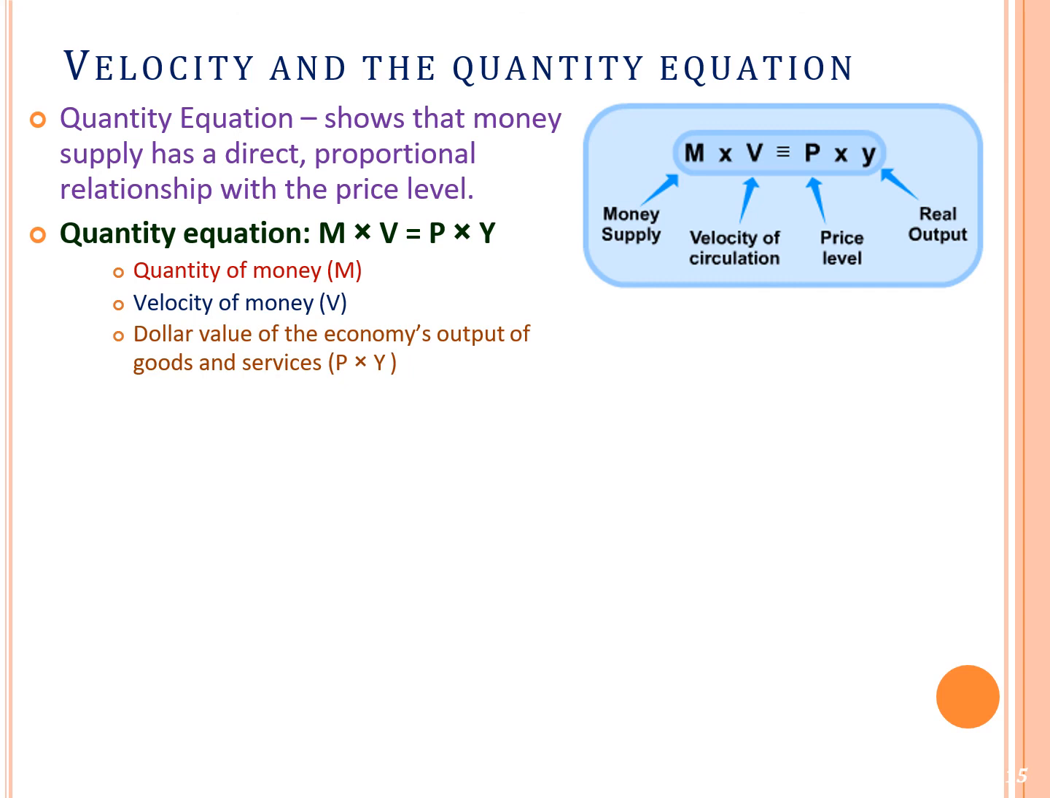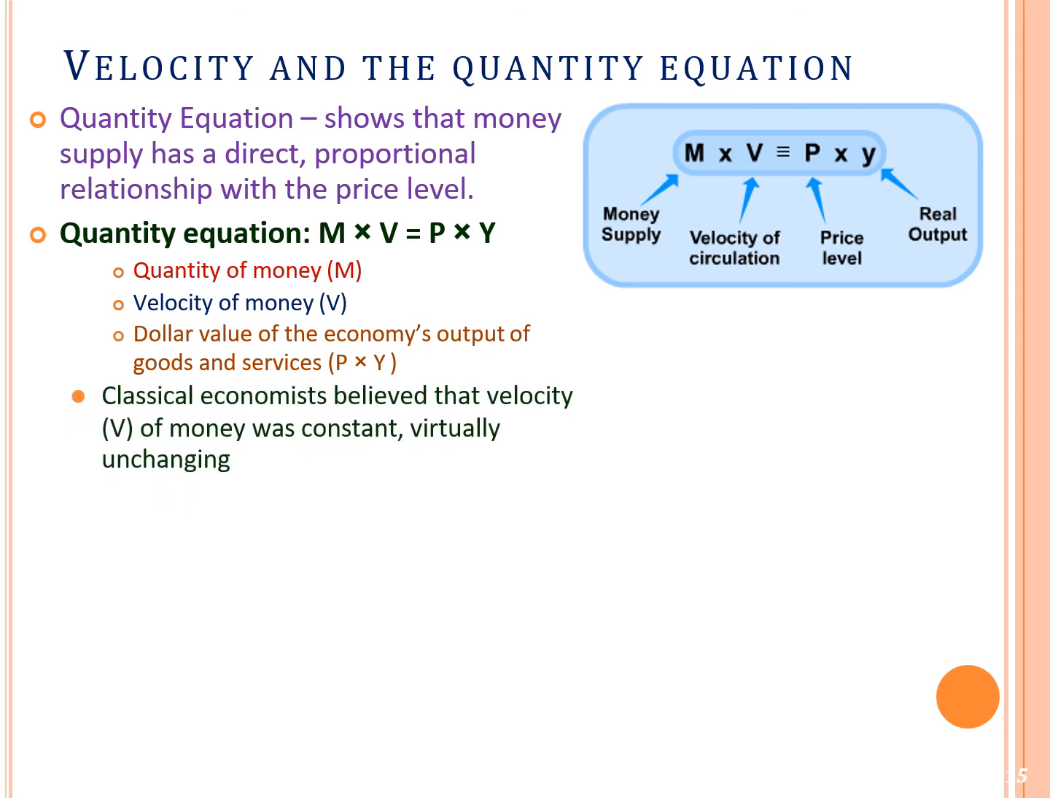M times V equals P times Y. In this case, M, once again, is the quantity of money. V is the velocity, so the money supply times the velocity is equal to P, the price level, so we're talking about the CPI, and Y, once again, means output, so real GDP. So the quantity of money times the velocity should equal the CPI times real GDP. Pretty simple. As long as you know 3 of those, you can always find the 4th one just by using a little bit of algebra.